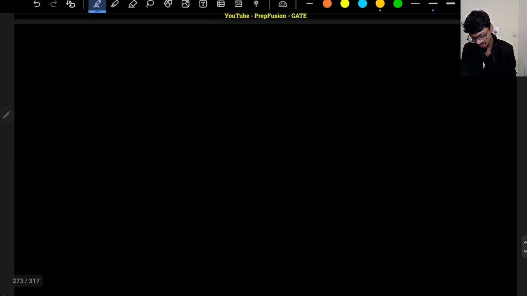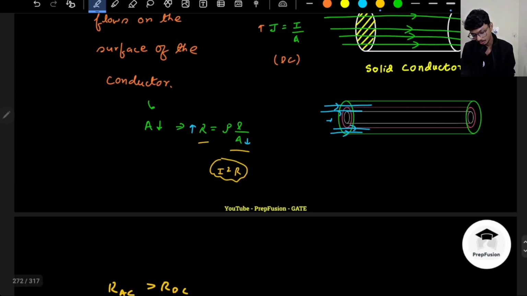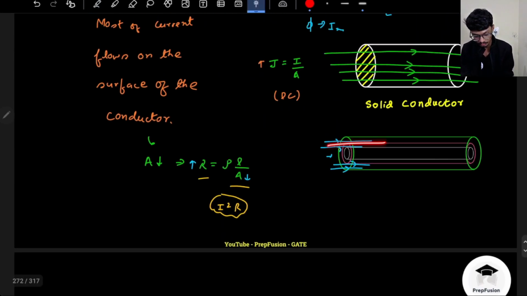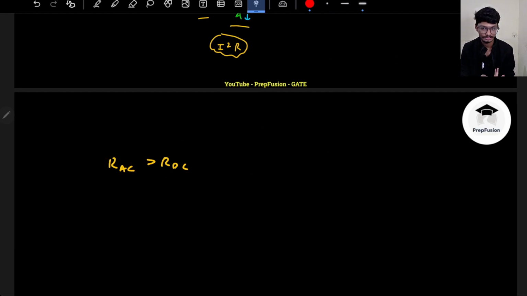So basically the ultimate thing is my AC resistance, right? AC resistance will be greater than the DC resistance. Why? Because most of the current will flow through the outer periphery, so the effective area is getting reduced. If the effective area is getting reduced, the resistance will go higher. If the same conductor I would have used for DC, the resistance would have been R DC. If the same conductor I am using for AC, the resistance will increase. That is the thing that we want to know.